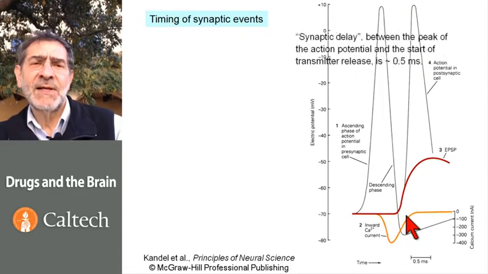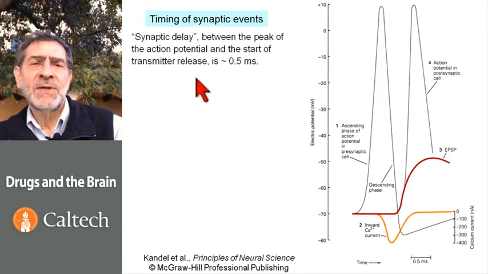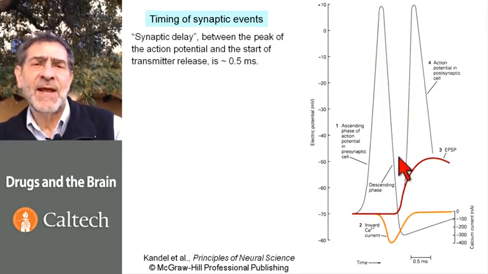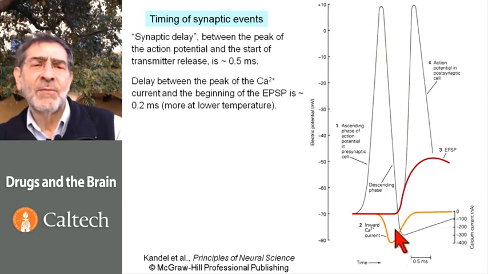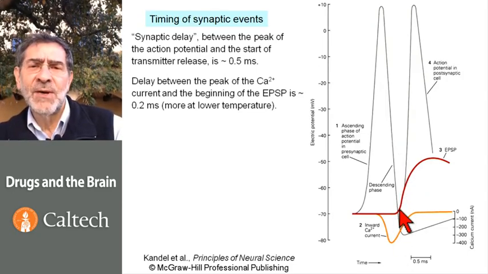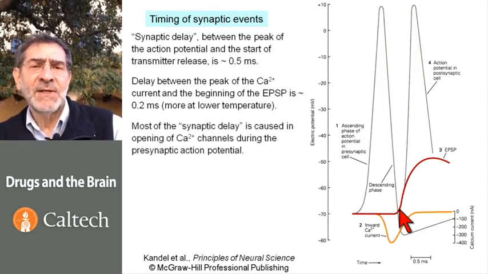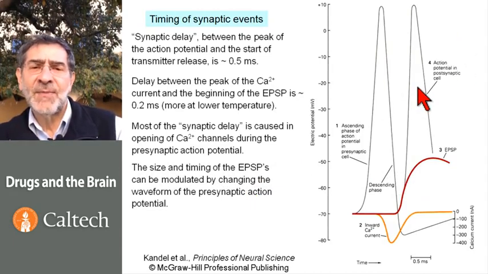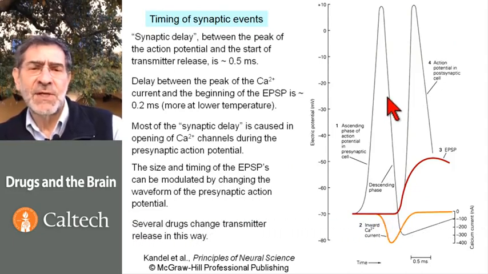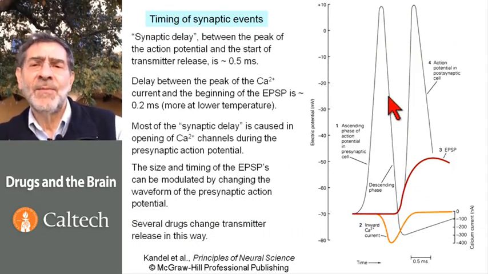Now, the whole synaptic delay between the peak of the action potential and the start of transmitter release is about half a millisecond. And actually the delay between the peak of the calcium current and the beginning of the EPSP is only about 0.2 milliseconds, a bit more at lower temperature. And so most of the synaptic delay is caused in the opening of calcium channels during the presynaptic action potential. And the size and timing of the EPSPs can be modulated by changing the waveform of the presynaptic action potential, and several drugs change transmitter release in this way.